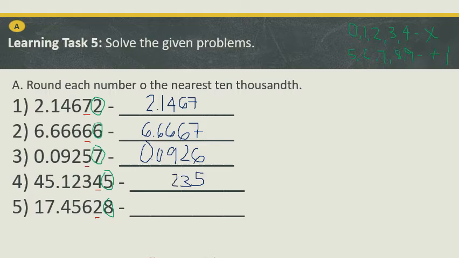So, 3, 2, 1.54. So, kaya ang answer natin is 45 and 1,235 10,000s. And last, sa 5, ito yung rounding digit natin, yung 2, ang katabi niya is 8. Nasaan ang 8? So, ito, plus 1 uli. So, yung 2 ay magiging 3. Then, kokopyahin natin lahat ng nasa unahan niya. So, yung 6, yung 5, yung 4, then yung decimal point, then yung 7, and 1. So, ang answer natin is 17 and 4,563 10,000s.